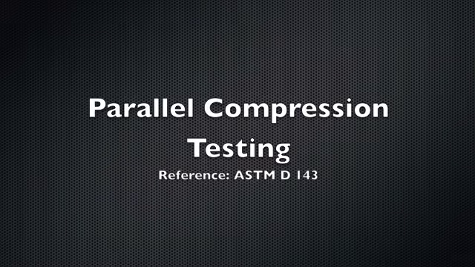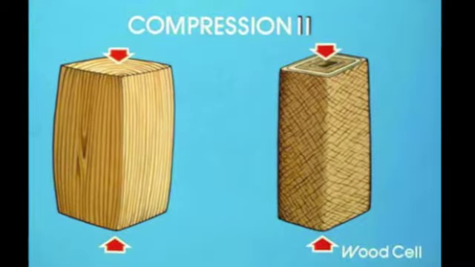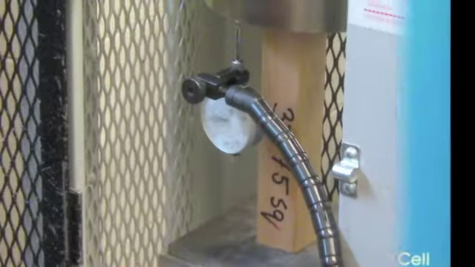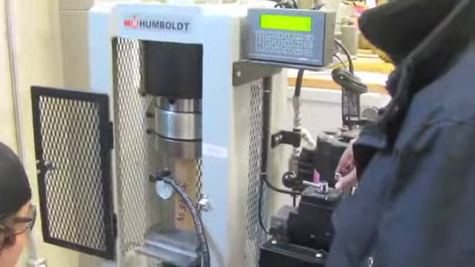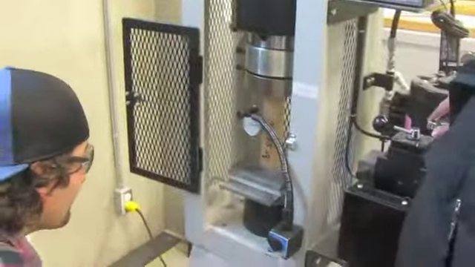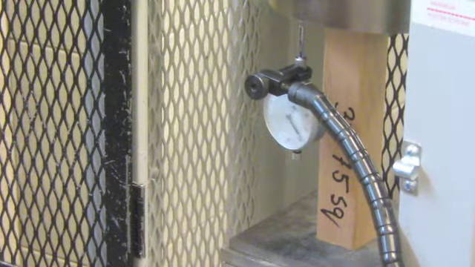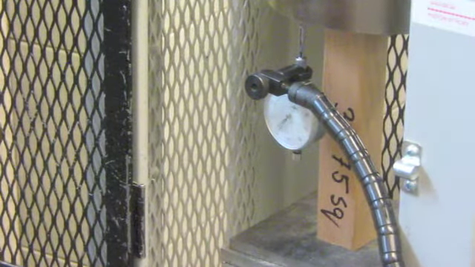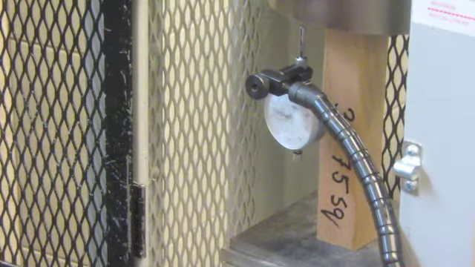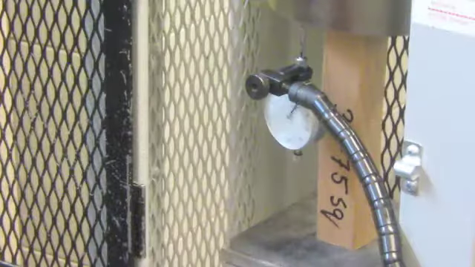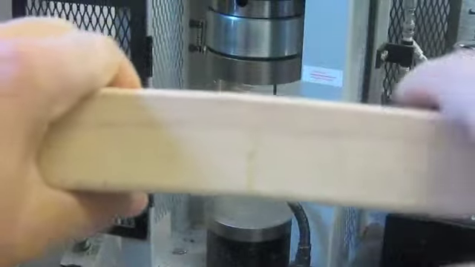Now we're going to prepare our parallel compression test sample. This is when you load your specimen up in the same direction of the wood cell growth. Measure and record the dimensions of the specimen before placing it in the testing machine. Ensure the dial gauge is in place and record the deflection and loading every 200th of a millimeter. Once your specimen fails, remember to report and compare the failure type to what you can find in the lab manuals.